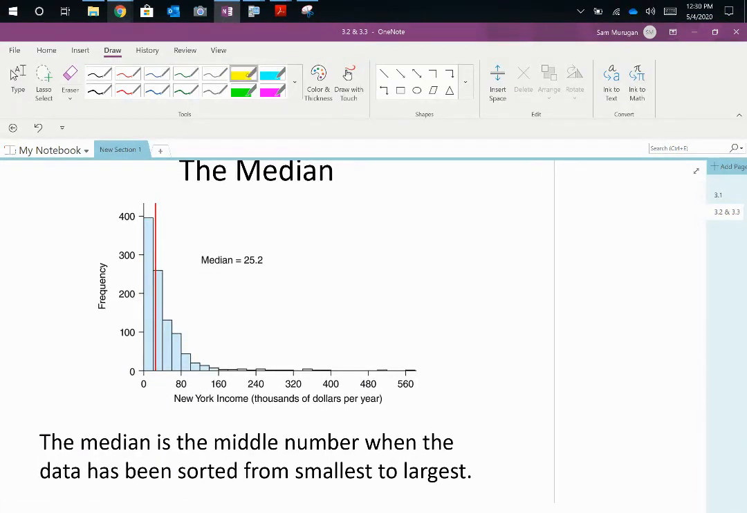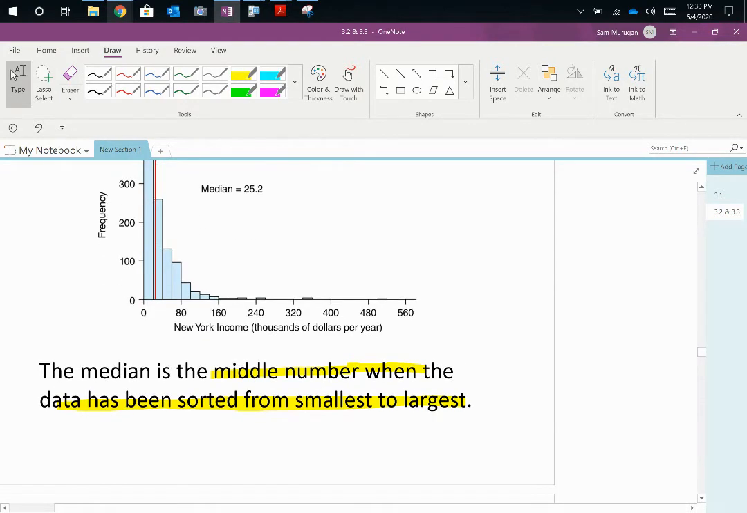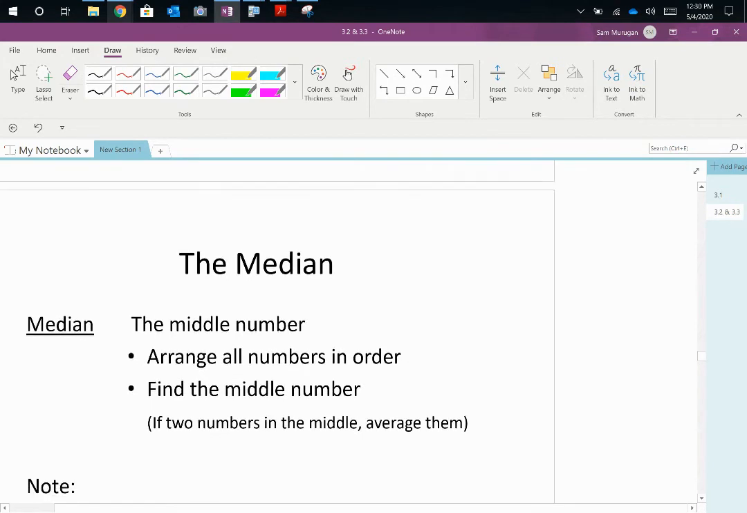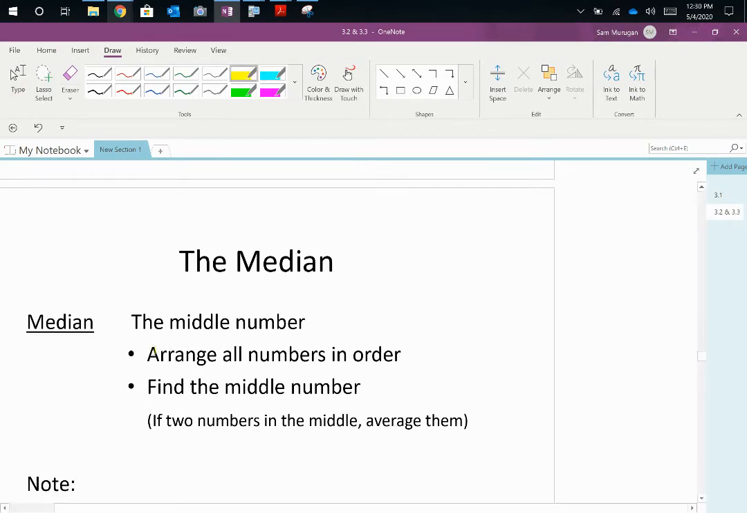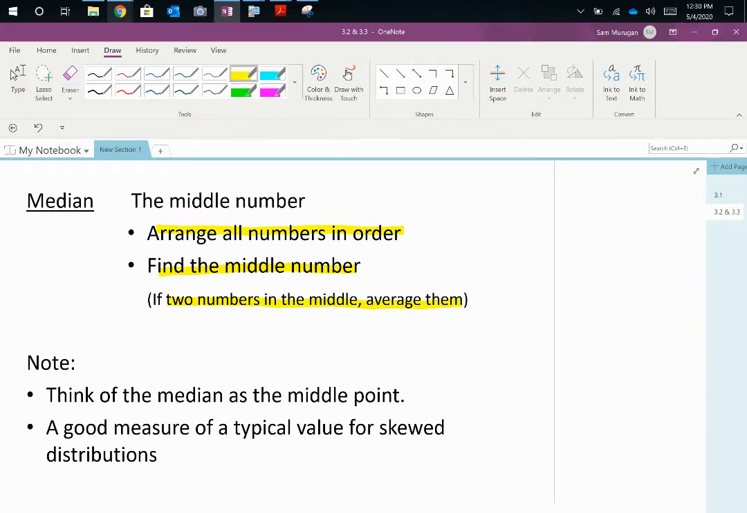The median is the middle number when the data has been sorted from smallest to largest. Okay? So there's one definition for you: if you sort the data from smallest to largest, you have the median. To find the median, arrange all the numbers in order and find the middle number. If the two numbers are in the middle, average them. Think of the median as a middle point, and this is a good measure of typical value for skewed distribution.